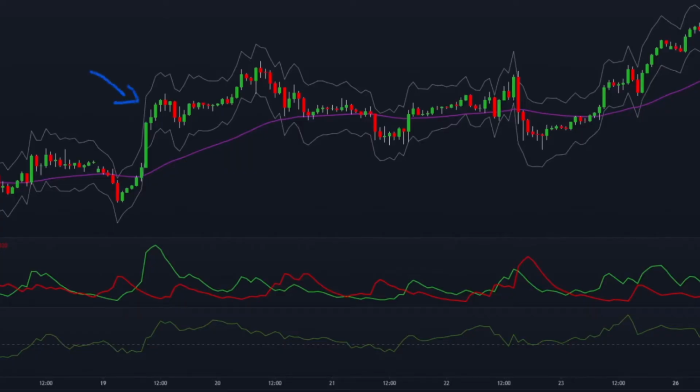For long entries, the price must be or cross above the 50 EMA, ASH must be green above red, and Chaikin must be above 0. For short entries the rules are the opposite.